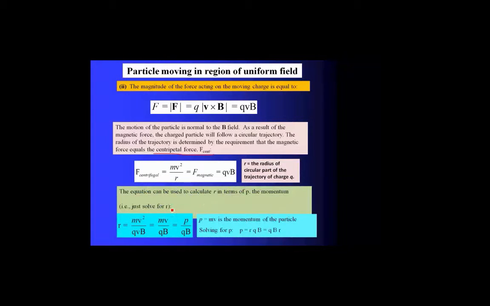Okay, so if you use the equation that we have here, namely this equals this, we can solve this for r in terms of momentum. And so just solve for r, and what you find is you have mv over qB. And we know that mv is the momentum of the particle. So very simply solve for p, and you get p is rqB, or qBr if you wish, for the momentum.